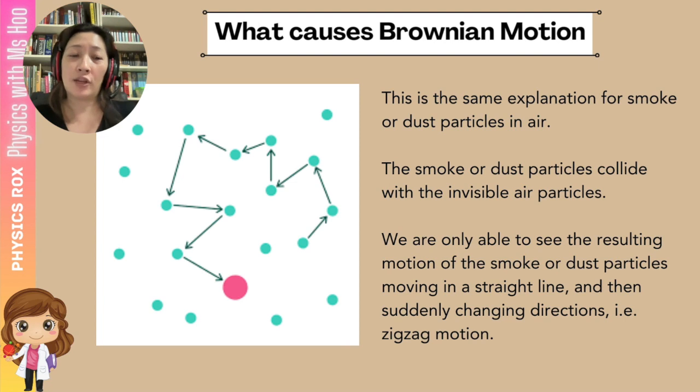The same explanation can also be applied for smoke or dust particles. So the smoke or dust particles, which we can see, will collide with the invisible air particles. So we only see the smoke or dust particles moving in a straight line, colliding and suddenly changing directions, creating that weird zigzag motion. So it's actually because they're colliding with the air particles, but we can't see the air particles, that's why we can't see the collision.